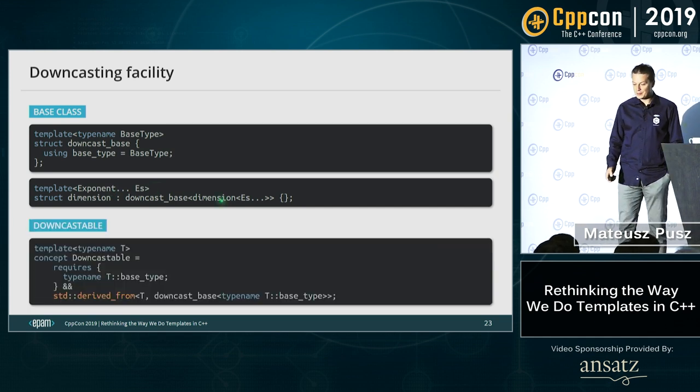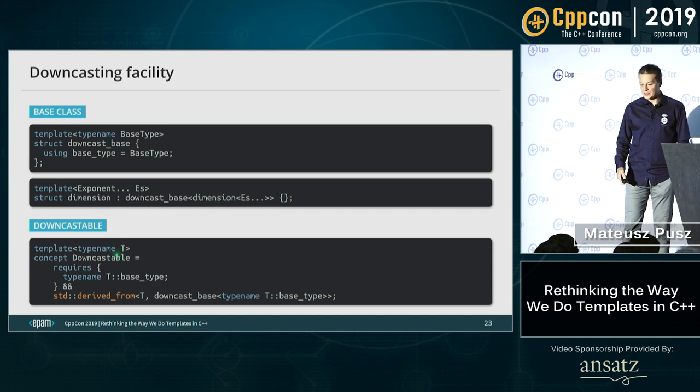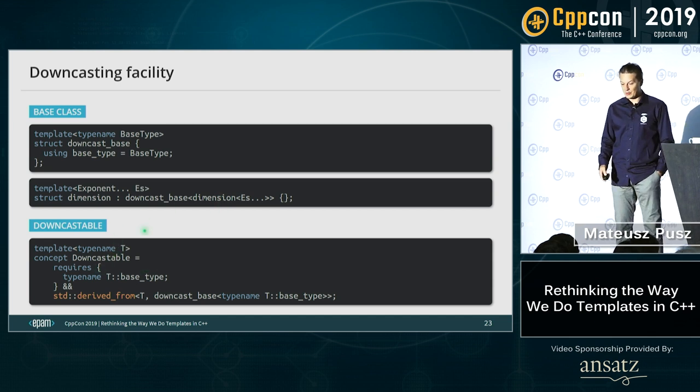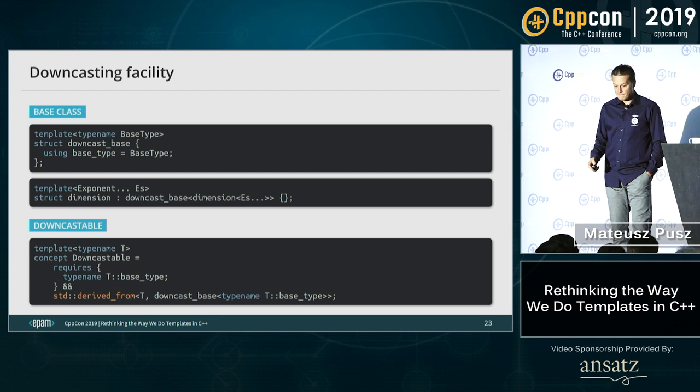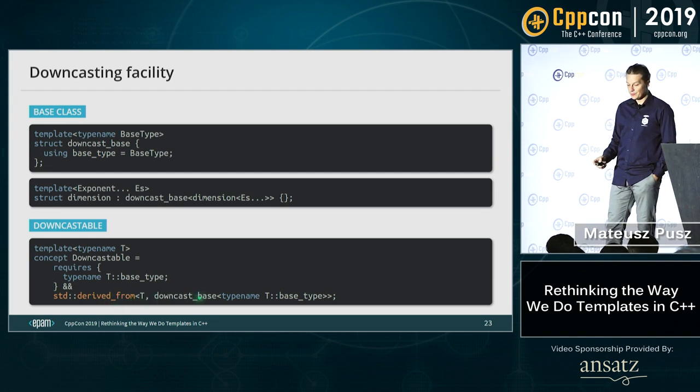I also provided a concept called dump class table that basically requires that this base class, base type, will be provided somewhere in the type T as a public type. And actually that the type T is derived from the type of T's base type. So from that.